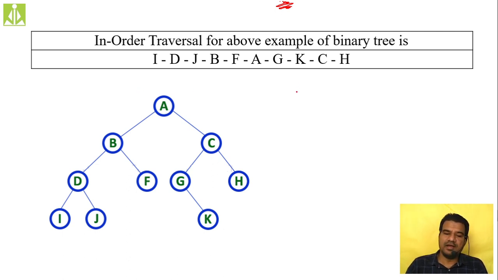So here we said, first what we have to visit? First visit left node, then visit root node, then visit right node. So this order we have to follow: left, root, right. So first come to the root node. Do we have to visit the root node? No, we should not visit. Simply we are passing from the root node.